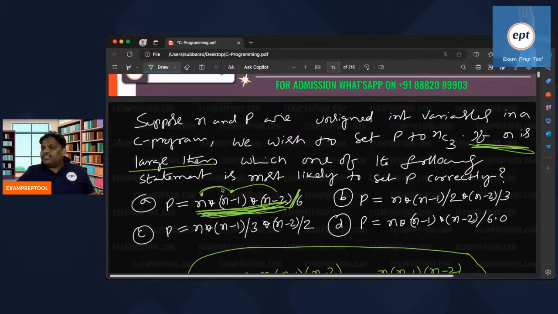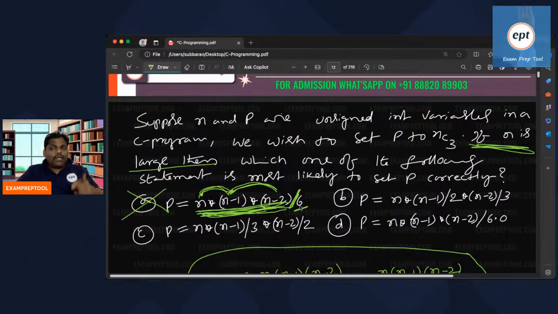But this became already overflow. So this may not be the better choice. Already n is big here. How can you do n into n minus 1 into n minus 2? It became very big. It will become overflow.